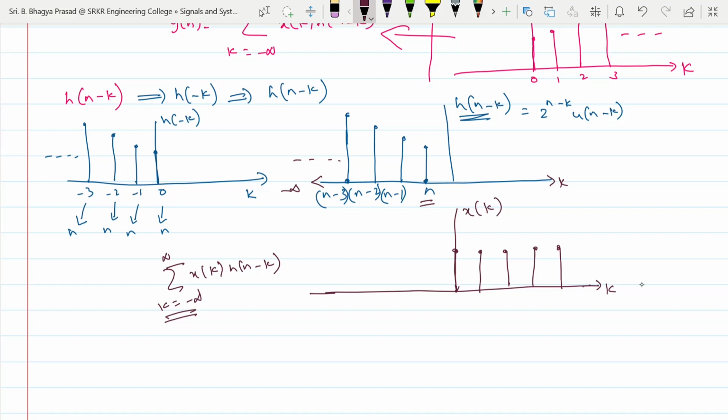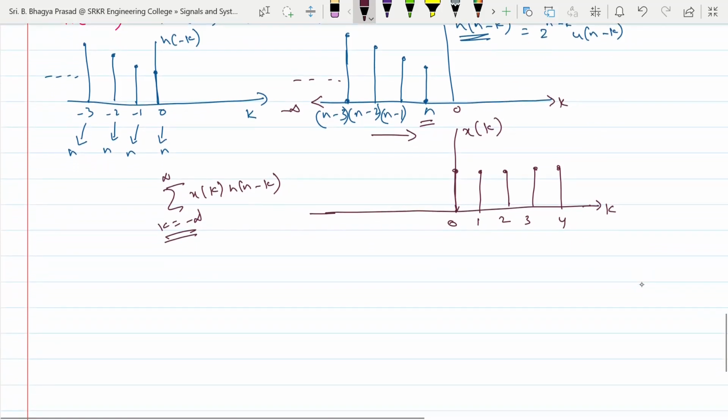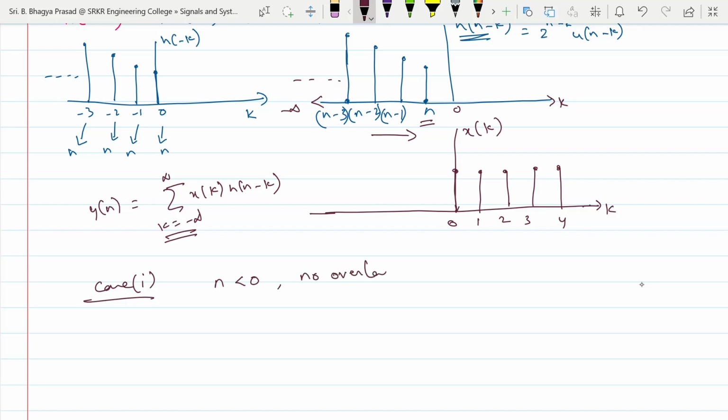Okay, this one extends up to minus infinity; this expression starts at n towards the left hand side. Slowly we shift this sequence to the right hand side to overlap with x of k. Until n is equal to 0, so case 1: for n less than 0, there is no overlap.